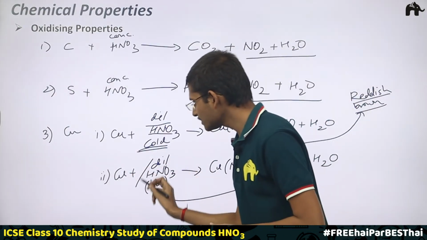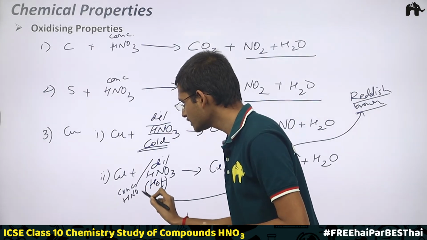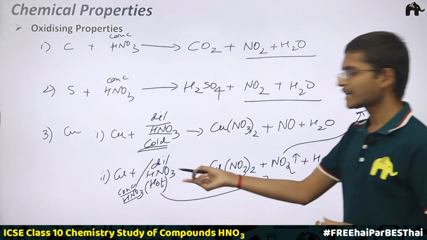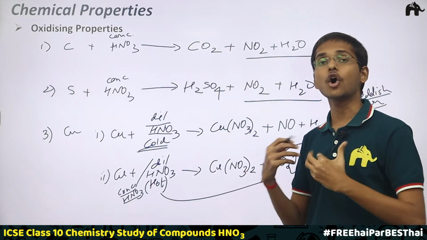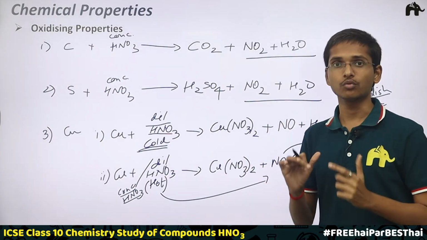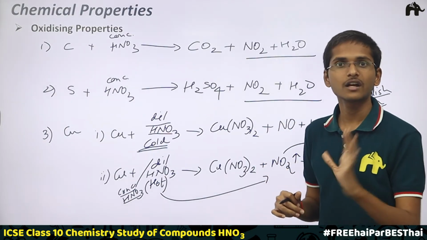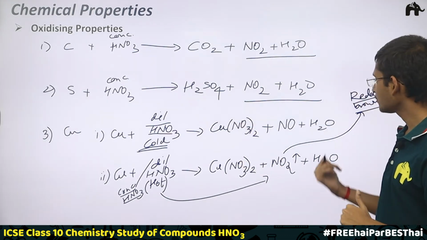The same reaction is for the concentrated nitric acid. So if in the exam they ask you the reaction with concentrated nitric acid, you just need to remember the reaction with the hot dilute nitric acid. Quickly in your brain it should click that hot dilute nitric acid means NO2. That's it. The rest of the products are the same, copper nitrate and water.